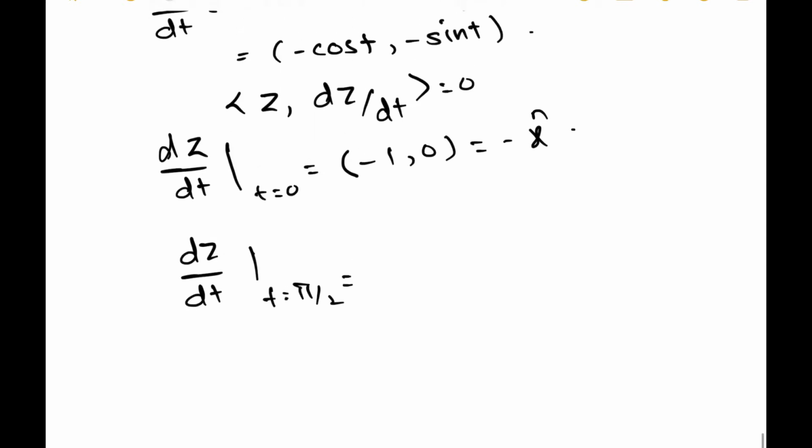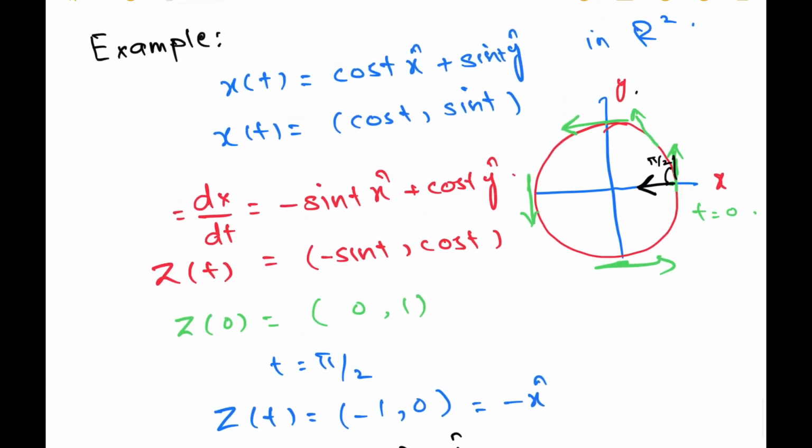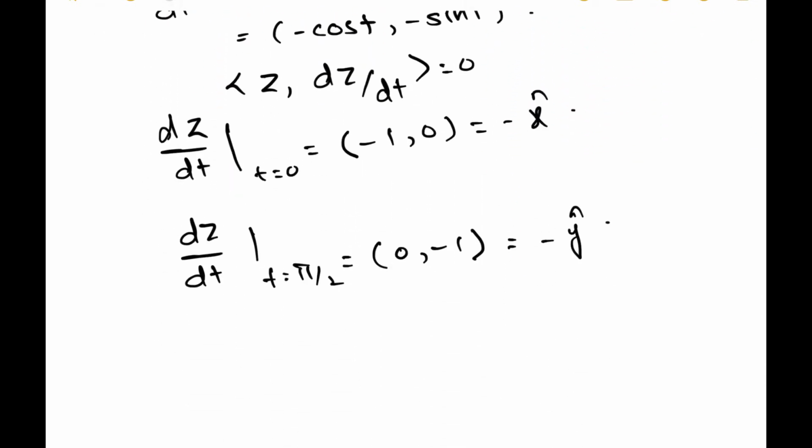This will become 0 minus 1, and if I plot it, this means minus y cap, and this means that at t is equal to pi by 2 I am here, and minus y cap means this. So these two are again perpendicular to each other. So therefore the inner product of these two is 0, and you can also verify this by computing explicitly.